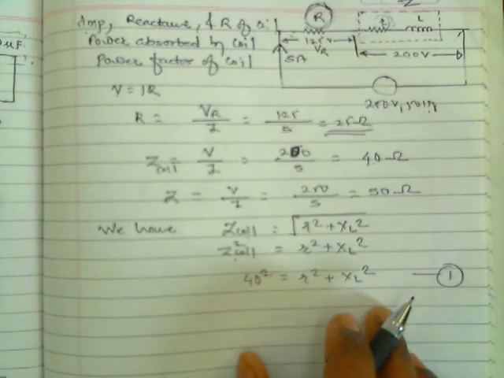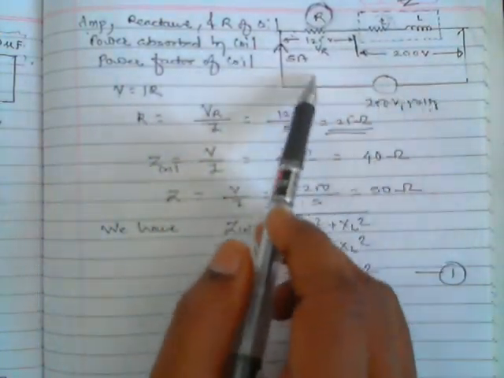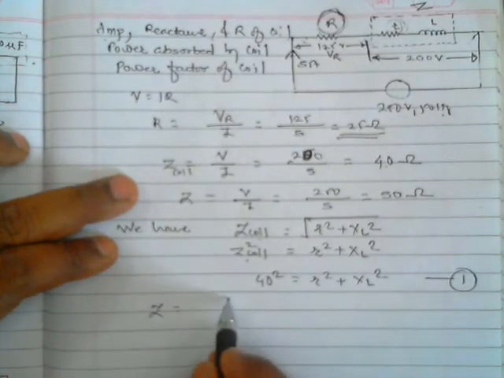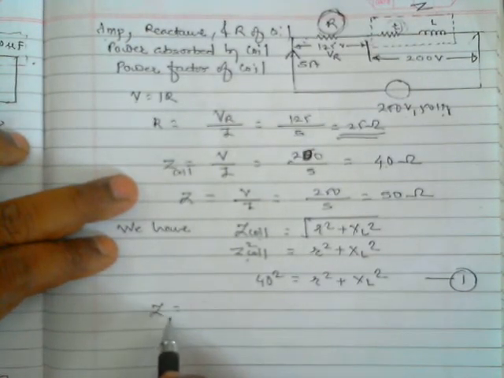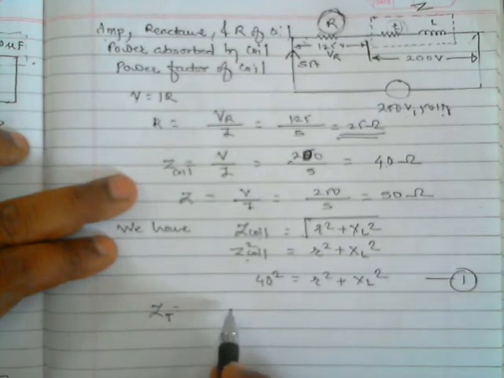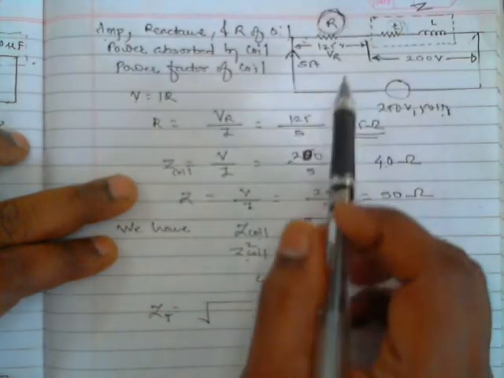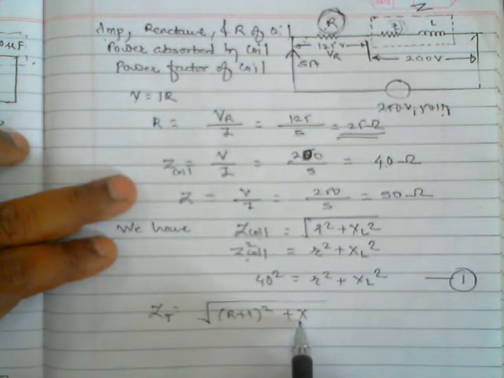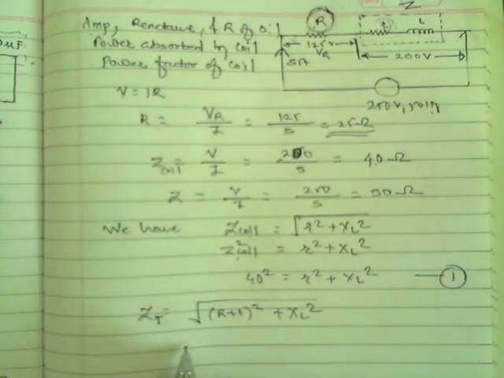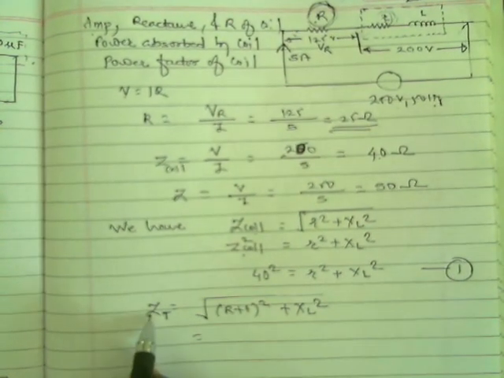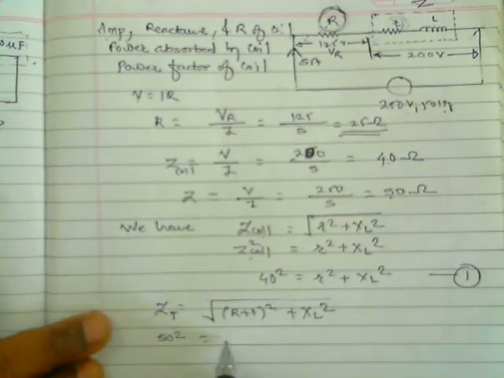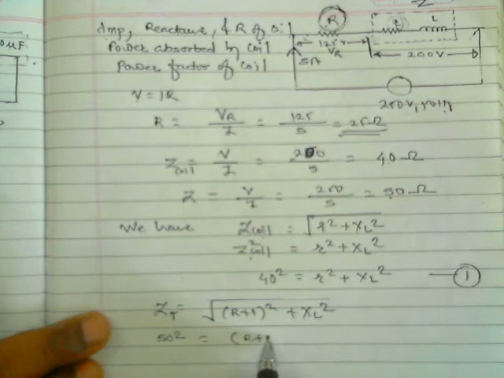Now what I will do, I will write the equation of complete impedance. So how to find out complete impedance? Zt is nothing but under root of total resistance squared plus XL square. What is total resistance? This R plus small r. So Zt equals root of (R plus small r) square plus XL square. This is total impedance, right? If I square it, already Z is 50, so I can write 50 square equal to (R plus small r) square plus XL square.